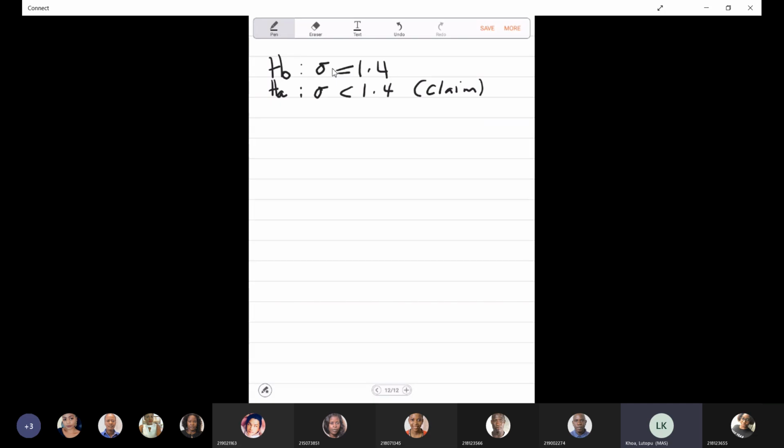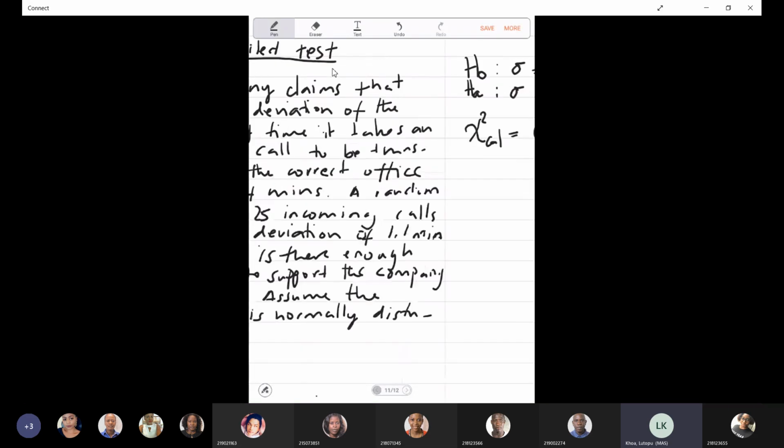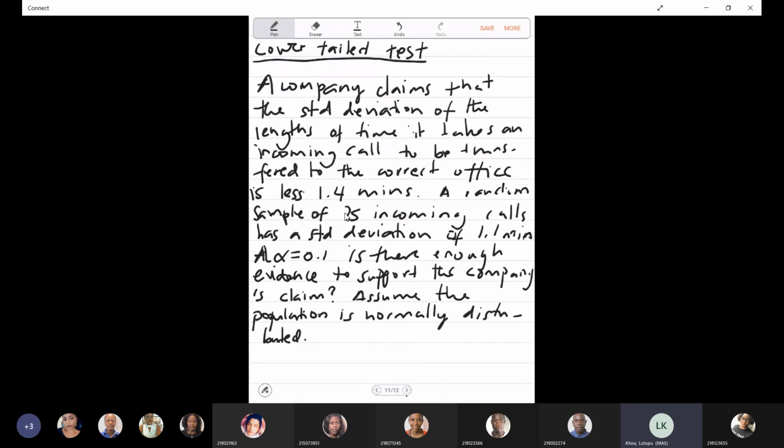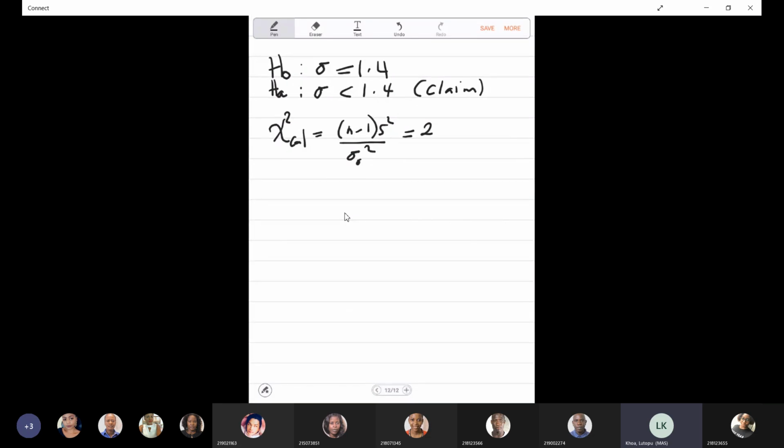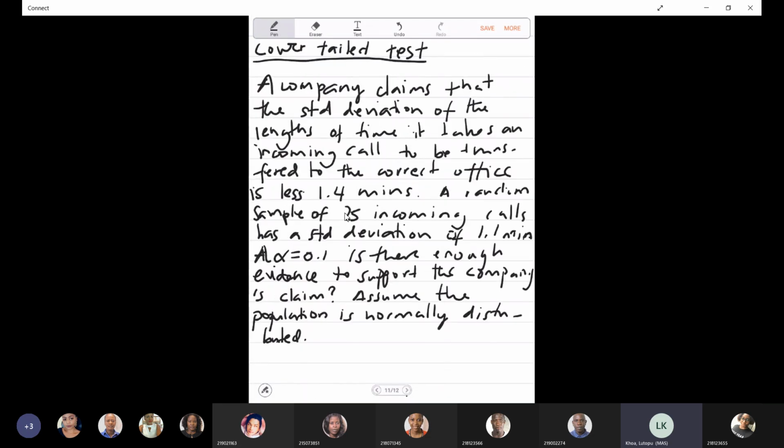Then step number 2, we need to have our test statistic. So the chi-squared that we calculate is equal to n minus 1 times s squared over the hypothesized value squared. So this is equal to n minus 1. We took a sample of 25 calls, so we'll say 25 minus 1, this is 24. Then the standard deviation from our sample is 1.1. Then we will square that.